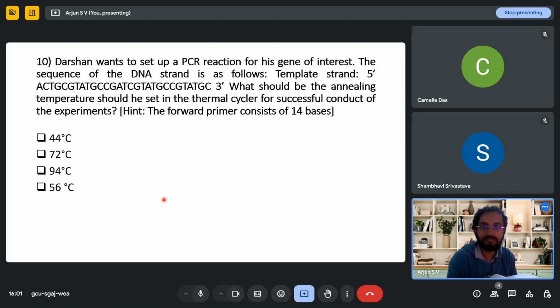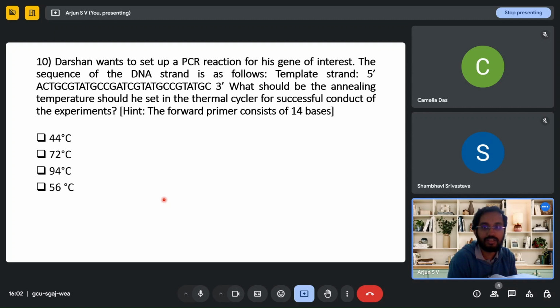Here, the number of nucleotides given is almost 28 or 29, and for your forward primer, they are saying that it consists of 14 bases. So that is almost only half of it. So this is the template, and your primer is going to bind to the strand only when it is highly specific, because there are 14 bases.